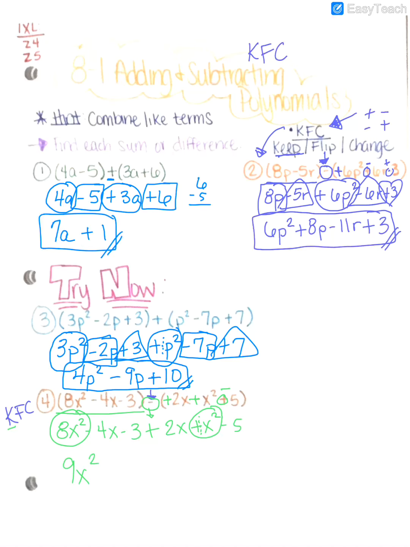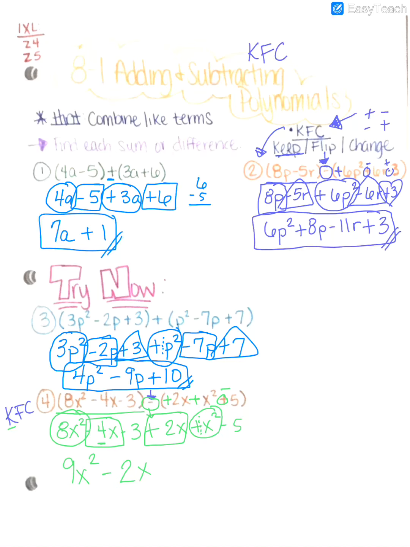Then we're going to go ahead and combine the x's. And here I have a minus 4x and a plus 2x. Those are different signs, so we're going to go ahead and subtract. 4 minus 2 gives us 2. And don't forget your x. And 4 is the bigger number, and that is negative, so we're going to go ahead and apply that negative there.